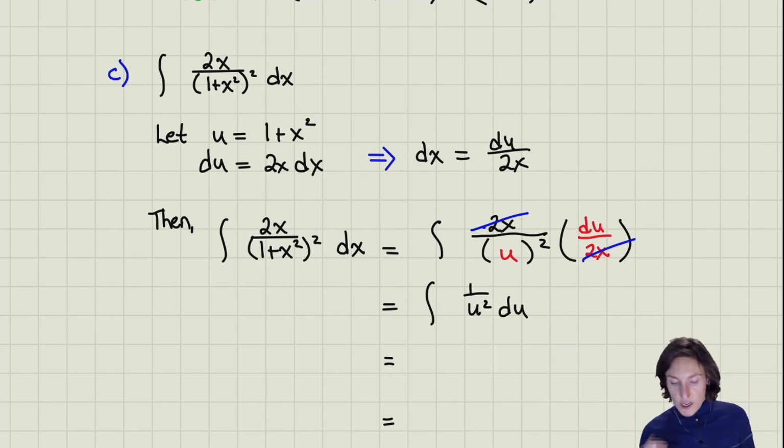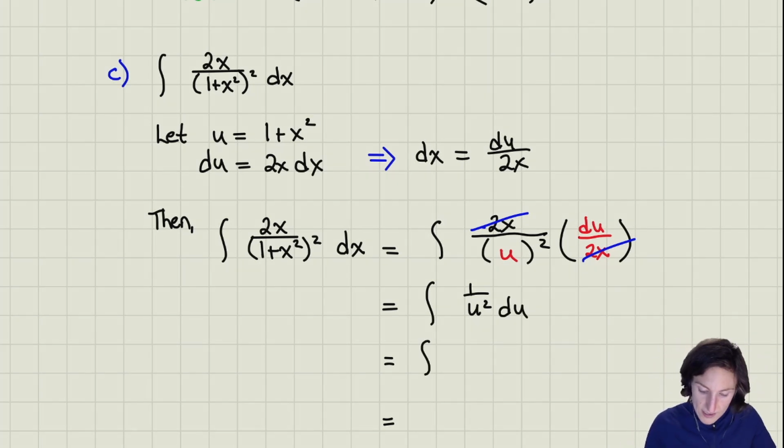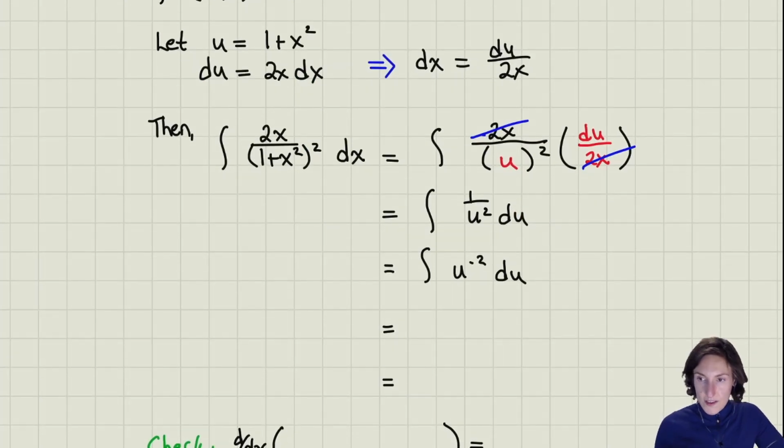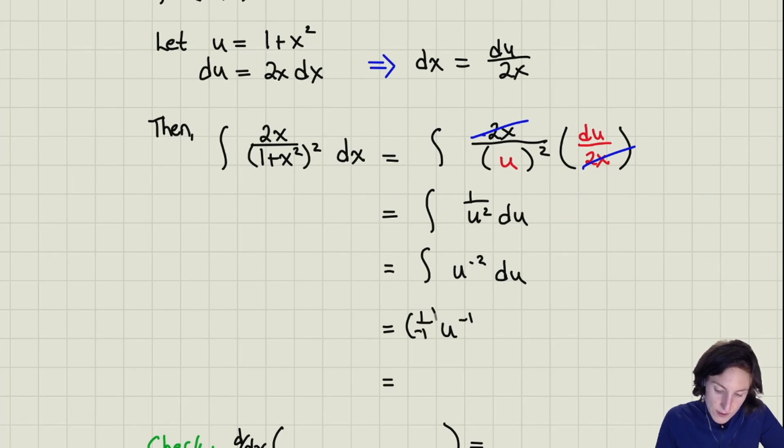And if I just change how this looks a little bit, if I write it as the integral of u to the negative 2 du, I can now use reverse power rule on this. So I'm going to add 1 to my exponent. So I'm going to get negative 1. And then I'm going to go 1 divided by that new exponent. So negative u to the power of negative 1 plus c.